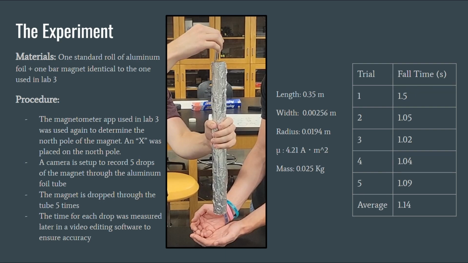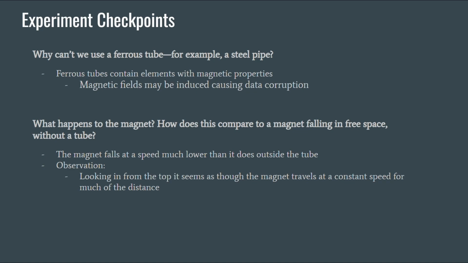As for the dimensions of the actual aluminum foil roll, the length was 0.35 meters, the width was 0.00256 meters, and the radius was 0.0194 meters, while the mu of the magnet was 4.21 ampere meter squared, and the mass of the magnet was 0.025 kilograms. You can see on the right the different trials for the data, where trial 1 is 1.5 seconds, and as we go through, we can see the average fall time. Our experimental fall time for the magnet was 1.14 seconds.